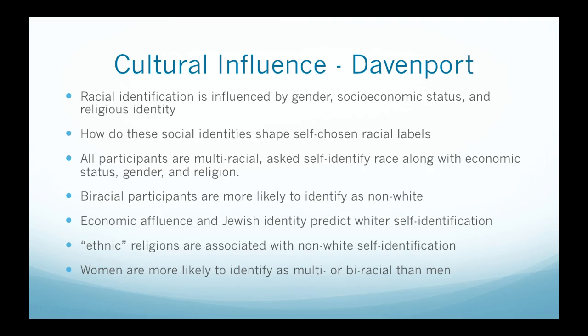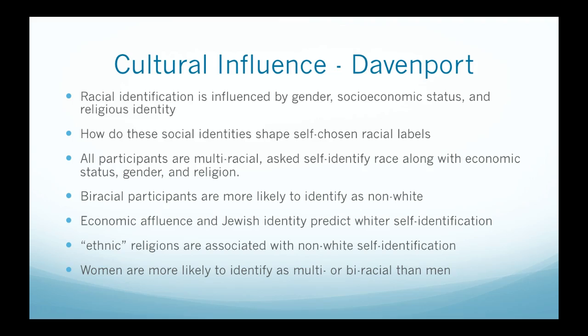In terms of gender, women are more likely to identify as multiracial or biracial than men. Women have more of a tendency to recognize multiple races within themselves, as opposed to men who tend to categorize themselves in one or the other. So this is just another example of a little bit of fluidity within pretty strict racial categories in the United States. It also indicates that, again, race is not 100% biological. This is not a biological category. If it was, it wouldn't be quite so influenced by gender, socioeconomic status, and religious identity.